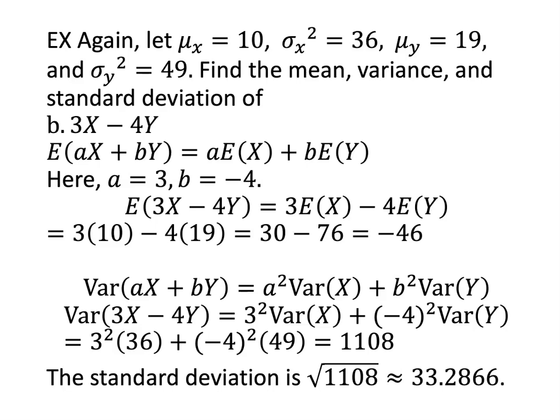The variance, however, is not going to be any different. The variance of 3x minus 4y is going to be 3 squared times the variance of x plus negative 4 squared times the variance of y. In other words, 3 squared times 36 plus negative 4 squared times 49, which is 1108, because negative 4 squared is the same thing as 4 squared. And the standard deviation is just going to be the square root of that, namely 33.2866 roughly. So really, it doesn't matter whether it's plus 4y or minus 4y. Strangely enough, you're going to get the same variance.